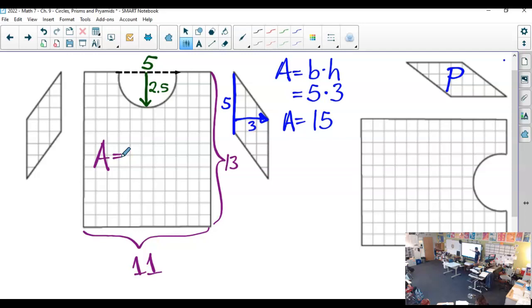So this parallelogram, I put P for parallelogram, is 5 times 3. If you want to see it differently, I can go right here. 1, 2, 3, 4, 5, and then 3 tall. And if I chop that off and move it over, I can see that it's a rectangle. So then what do I need to do, Marina? What do I need to do with this 15?